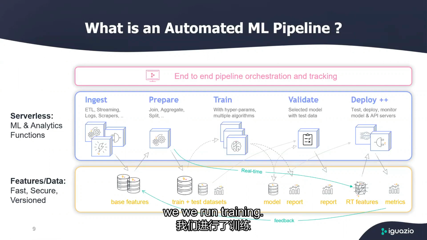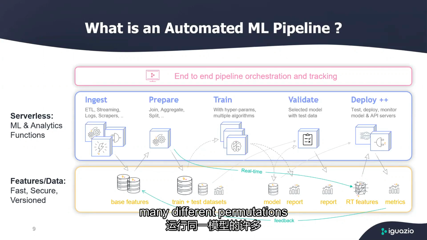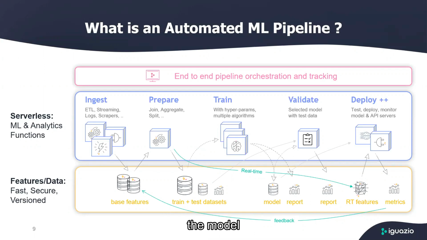Finally, later on, we run training. When we're running training, we may want to run different microservices that run different algorithms in parallel, and then choose the best model that has the best algorithm. Sometimes it's referred to as AutoML, or there is also a notion of hyperparameter tuning where you can run many different permutations of the same model. You generate the model, you generate some results, then you do validation, and finally deployment.